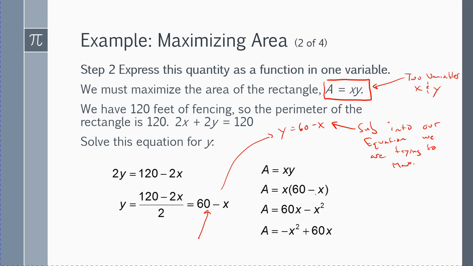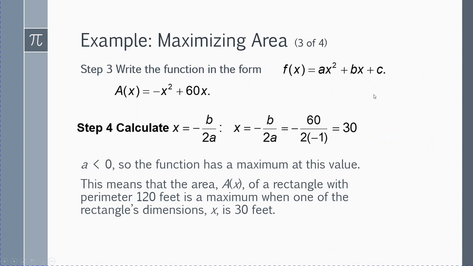When I distribute the x, wow, look at this, I get a quadratic function. Just rearranging it, I get negative x squared plus 60x. So our area is now a function of x. This is awesome, and now we can figure out the max and min. So write it in function form: A(x) is equal to negative x squared plus 60x. Then you have to find the vertex.